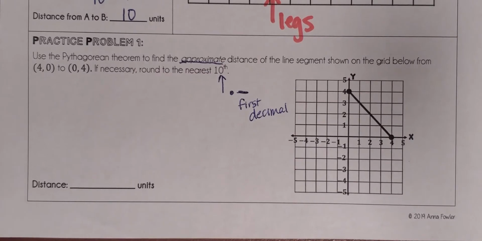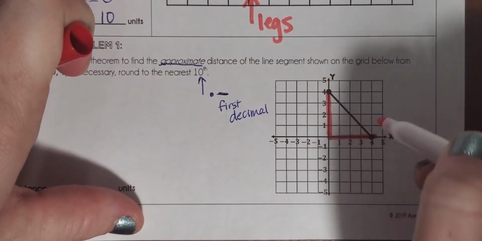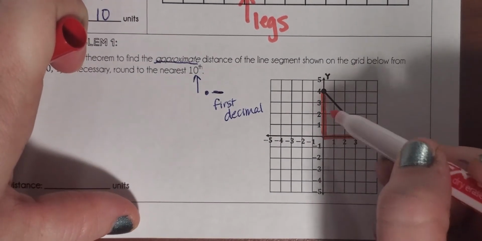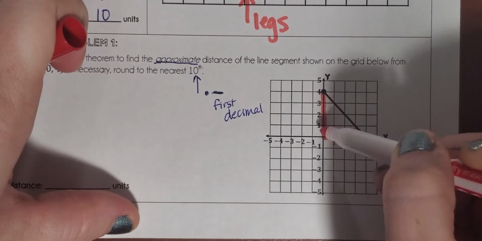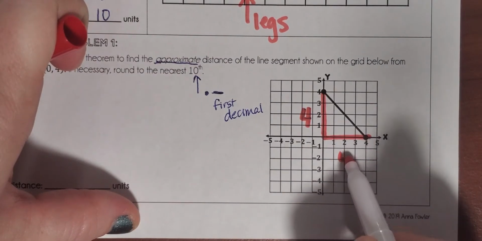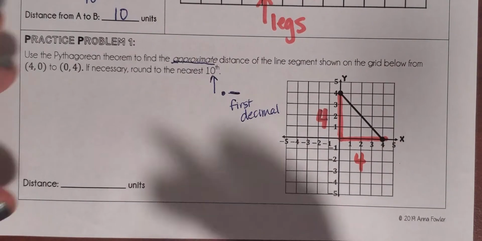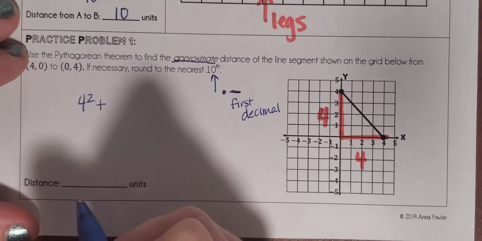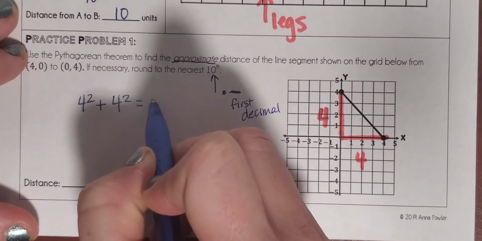So going back to my steps, I know that I need to make this into a right triangle. I already have my hypotenuse drawn, so I need to label my legs. This vertical leg is a unit of 4, and this horizontal leg is also a unit of 4. So plugging this into my formula, I would have 4 squared plus 4 squared equals c squared.